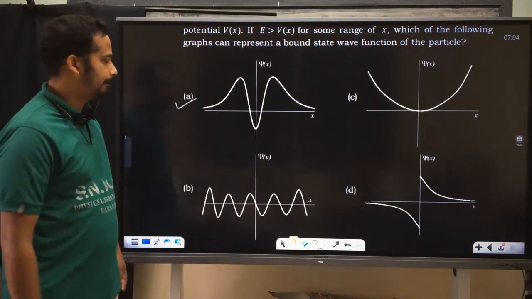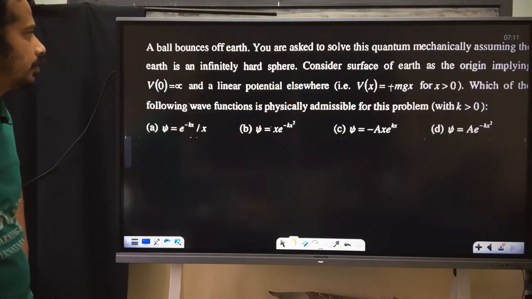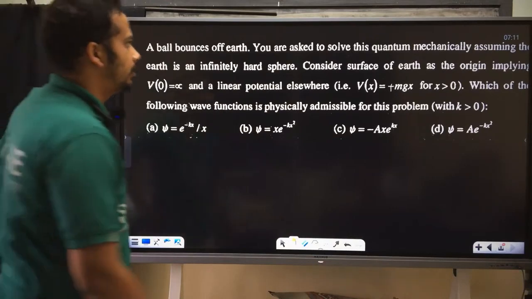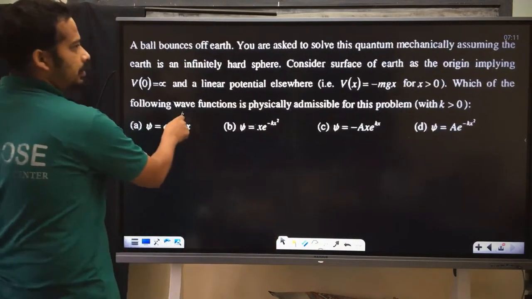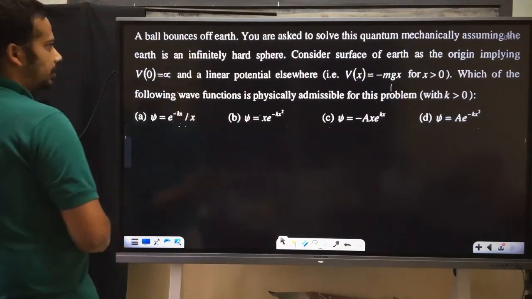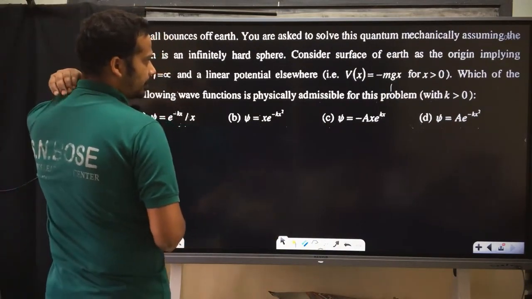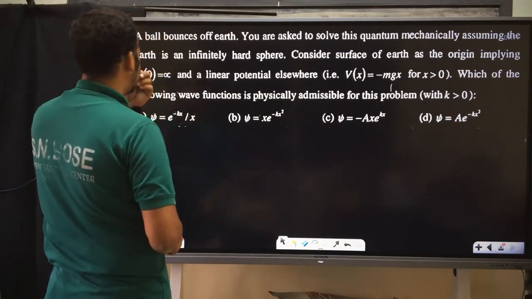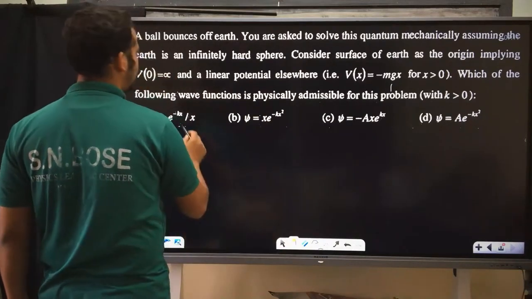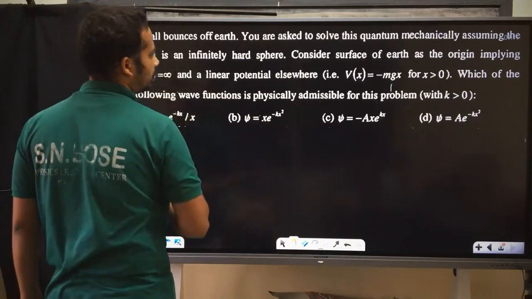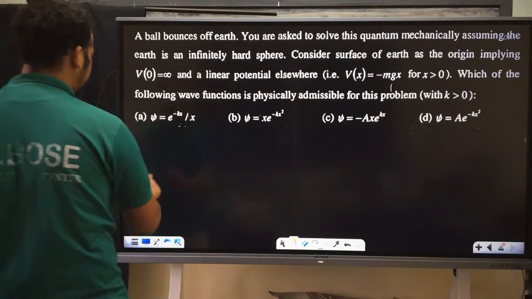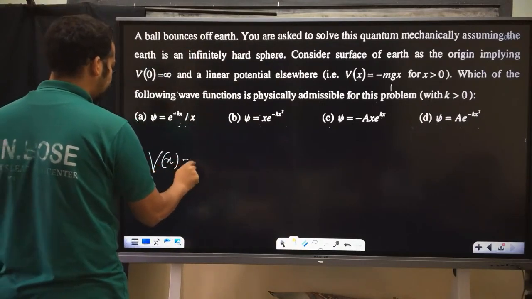A ball bounces off the earth. You are asked to solve this quantum mechanically, assuming that the Earth is an infinitely hard sphere, considering the surface of the Earth as the origin, implying the potential is equal to infinity and linear elsewhere. Wait a second, let me write this one. He gave V of x like this.